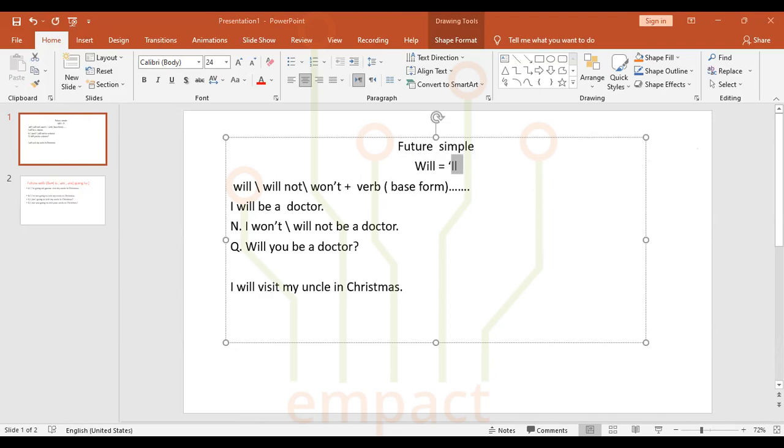Another shortened form in this lesson is want to, shortened to wanna. I want becomes I wanna. I'm going to, you can say I'm gonna buy a new car. I wanna buy a new car. Wanna is short for want to.